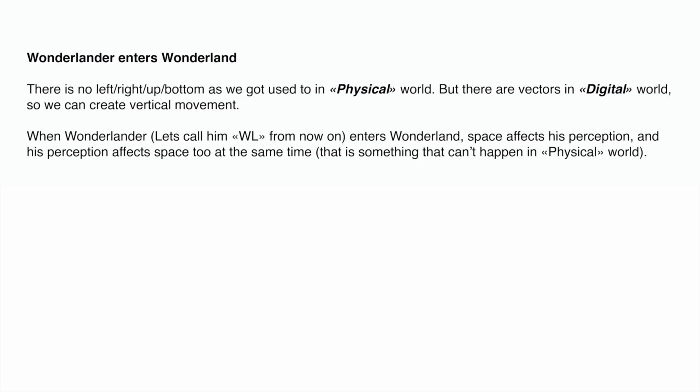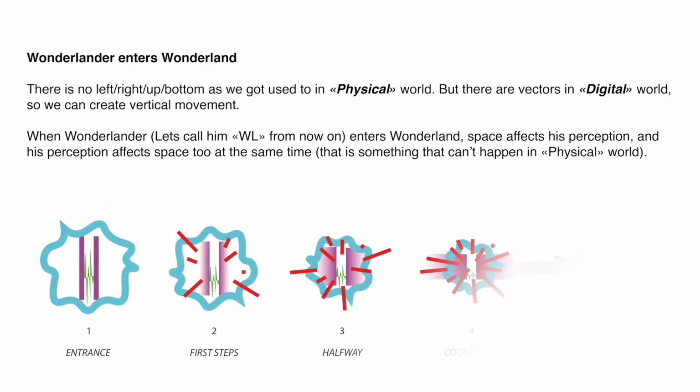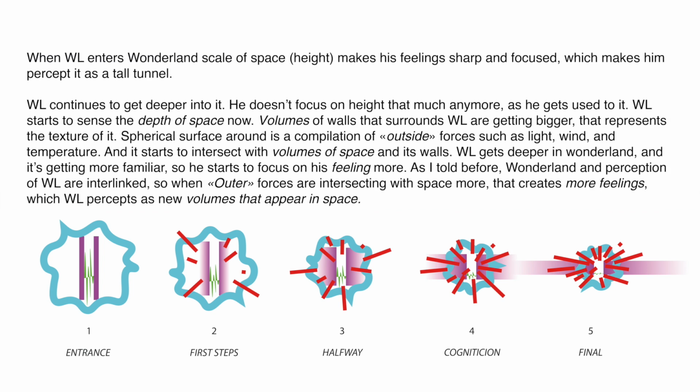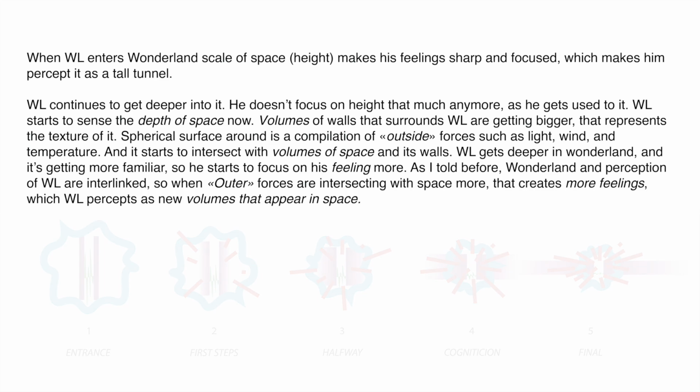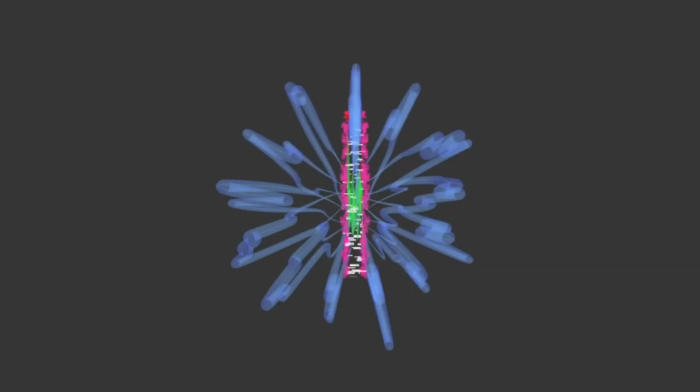The Wonderlander enters Wonderland. There is no left, right, up, bottom as we got used to in the physical world. But there are vectors in the digital world, so we can create vertical movement. When the Wonderlander enters Wonderland, space affects his perception, and his perception affects space too at the same time. When WL enters Wonderland, the scale of space makes his feelings sharp and focused, which makes him perceive it as a tall tunnel. WL continues to get deeper into it.